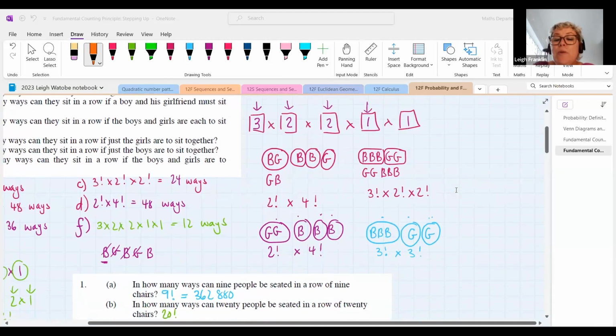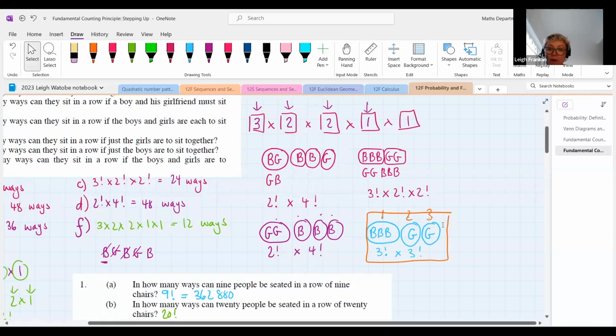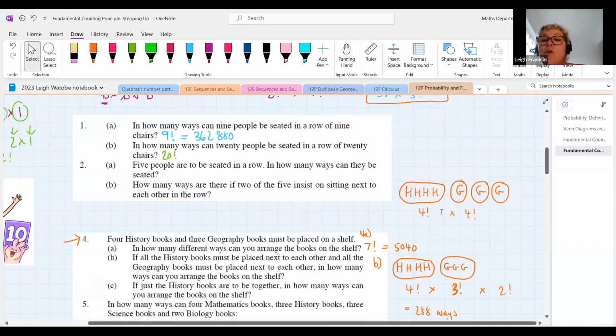So remember when we were talking about the boys and the girls sitting together. If we take this example over here, why is it 3 factorial by 3 factorial? Because there are 3 factorial ways in which the boys can sit with each other as a group. And then you've got 1, 2, 3 groups. So that's 3 factorial ways in which the groups can be sat next to each other. So it's exactly the same thinking over here.